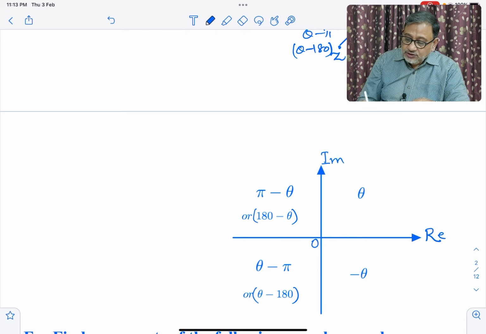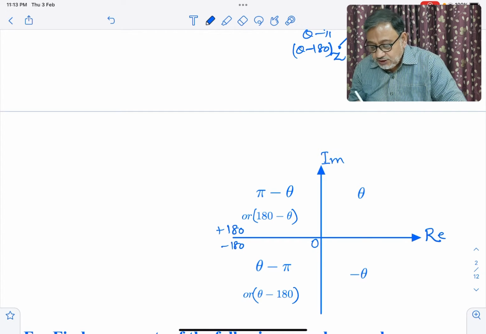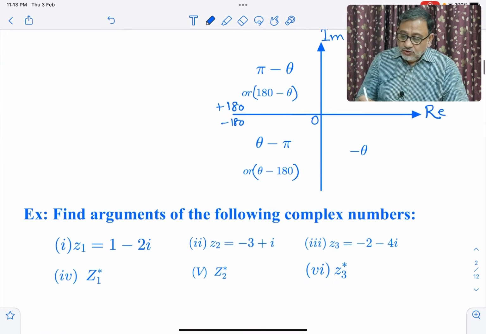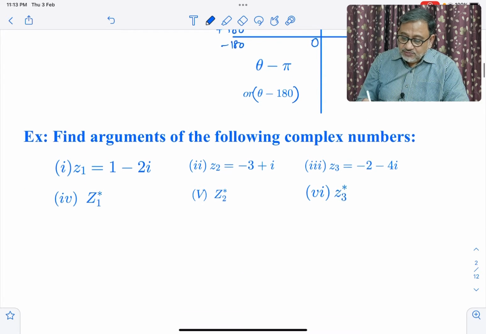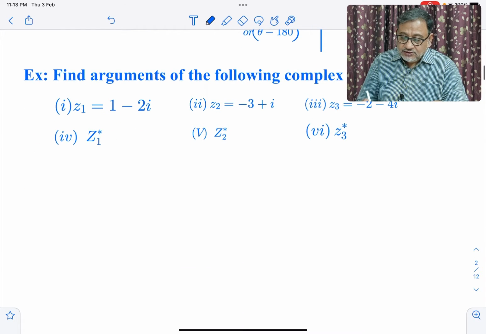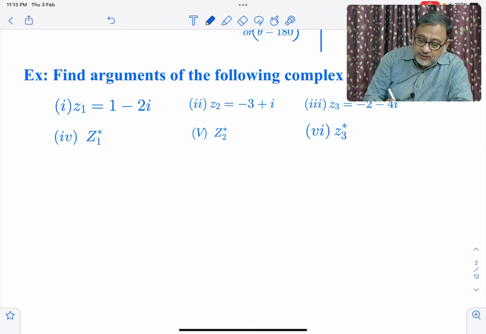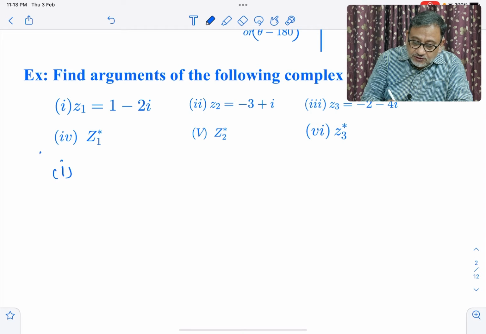Okay. So here is 180 from above, from anti-clockwise direction, positive 180, and here is negative 180 from clockwise direction. Okay. So let us check some examples. Okay, here are the examples we will solve. So let me write the first one, answer of the first one.